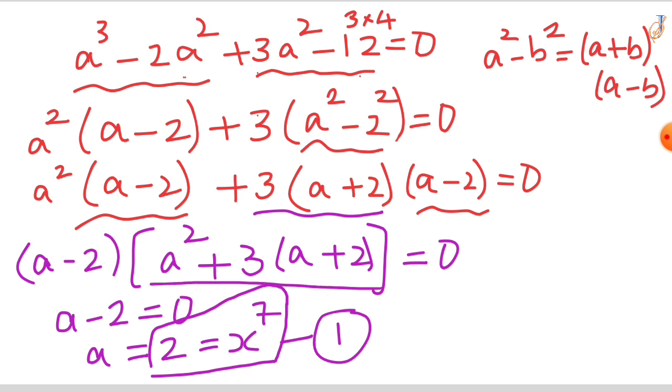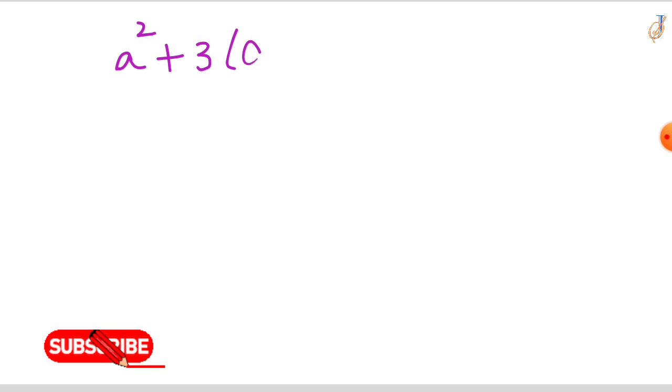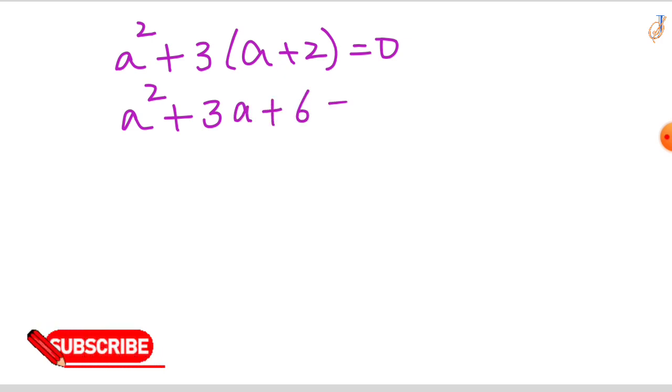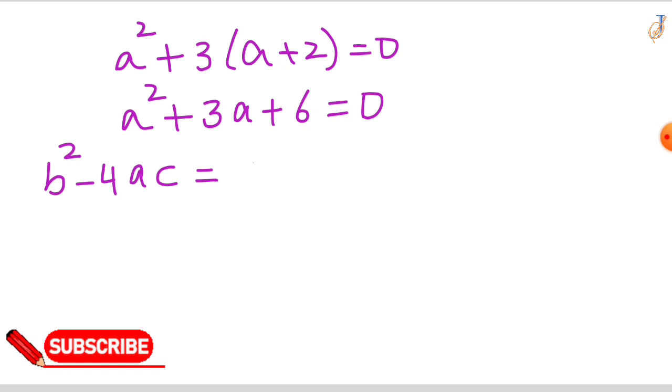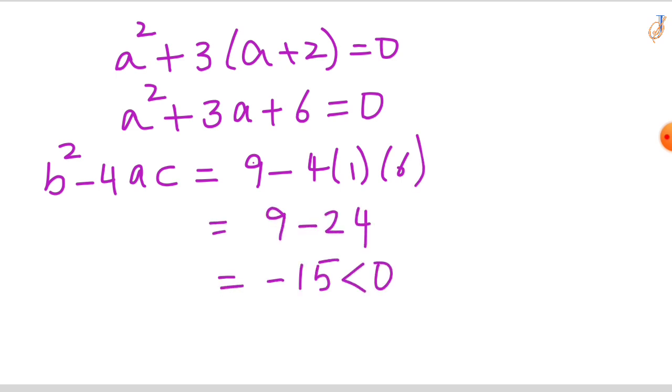Now observe this term: a raised to the power of 2 plus 3a plus 6, that is equal to 0. Now observe the discriminant here. The discriminant is nothing but b square minus 4ac. So b, the value is 3. So 3 power 2, which is 9, minus 4 times a, which is 1, times c, which is 6. 9 minus 24 is less than 0. So that means here we are going to get complex roots.